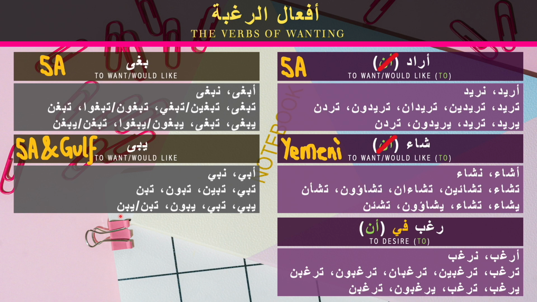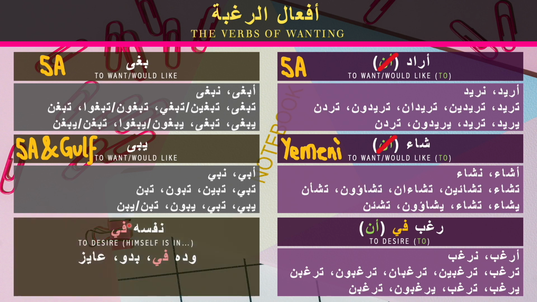What about the other dialects? To desire or to want, we also say nafsu fi. Nafsu fi is commonly used among Arab dialects today. However, there are other combinations used in different dialects, like for example, widdu fi. Widdu fi is highly used in Saudi Arabia and some Gulf Arabic. Biddu in Levantine, عايز in Egyptian.